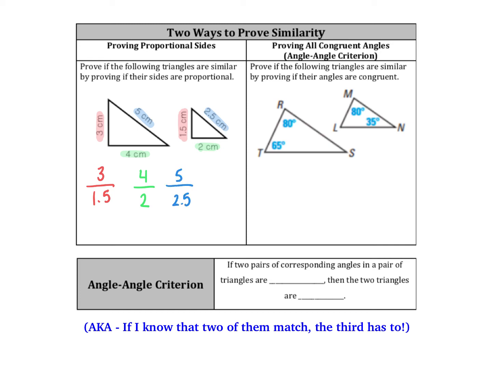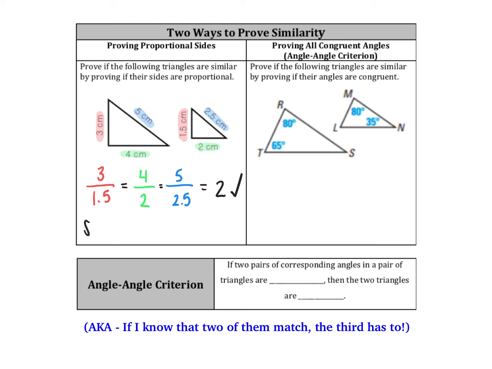Remember, things are proportional if they all divide to the same number. So what I'm looking for is: is 3 divided by 1.5 the same as 4 divided by 2, and are those both the same as 5 divided by 2.5? Here, they all equal 2. So that means they are proportional.